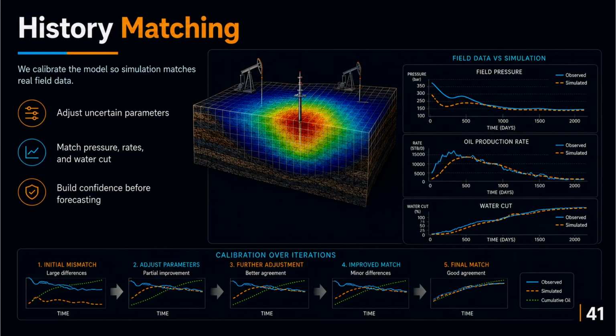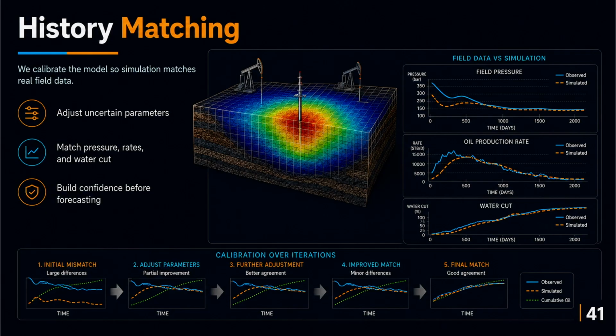The history matching workflow is iterative. First, we identify the mismatch. Second, we choose uncertain parameters that can reasonably explain the mismatch. Third, we adjust those parameters and rerun the model. Fourth, we compare again. Over several iterations, the model moves closer to the observed field behavior.